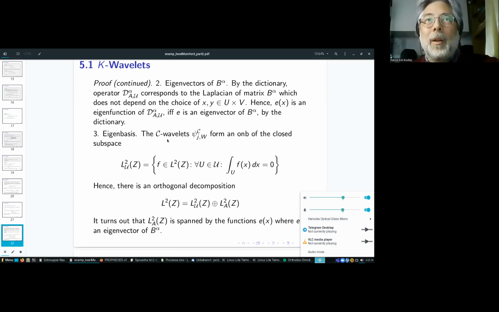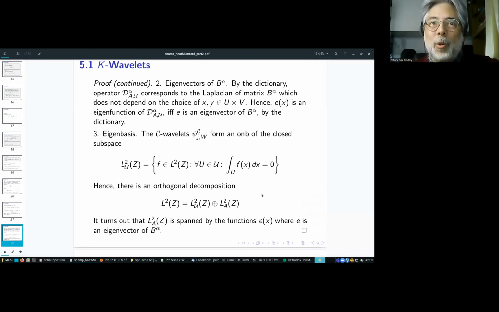And now the eigenbasis. Now the C wavelets here do form an orthonormal basis of this subspace of all L2 functions whose integral over each patch vanishes. That means you have an orthogonal decomposition of L2 space, where we'll look at the orthogonal complement. Namely, we will show that it's spanned by the functions coming from eigenvectors.